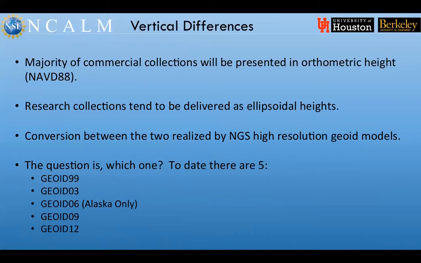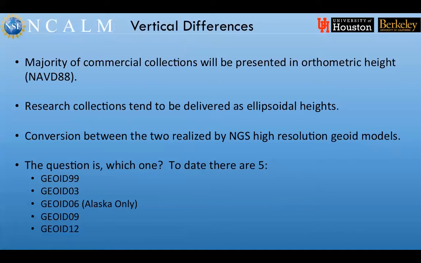In a lot of research collections, we tend to not make any height assumptions, and so we will just leave the height in the GPS coordinate frame, which is ellipsoidal heights. In theory, conversion between the two is really quite simple. The National Geodetic Survey has high-resolution geoid models that allow you to convert ellipsoidal to NAVD 88 height. Perfect, so it should be easy. Problem is, to date, there are 5 different geoid models. So you have Geoid 99, 03, 06, 09, and 12. There's also a 12A and a 12B.